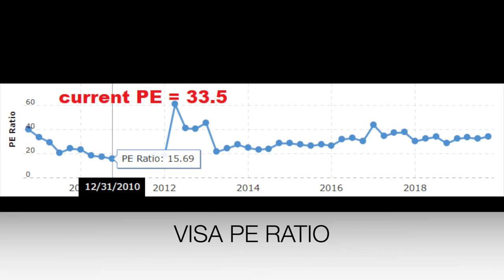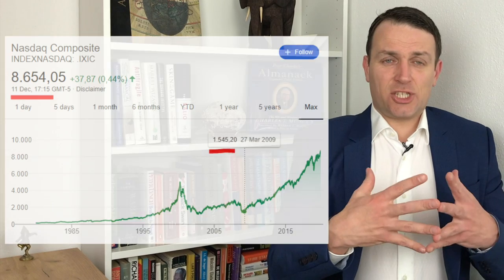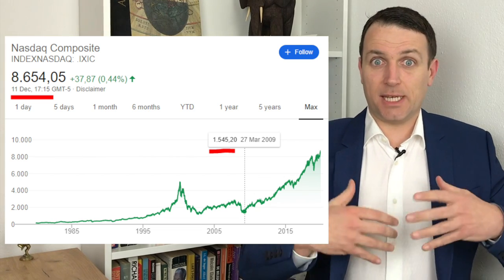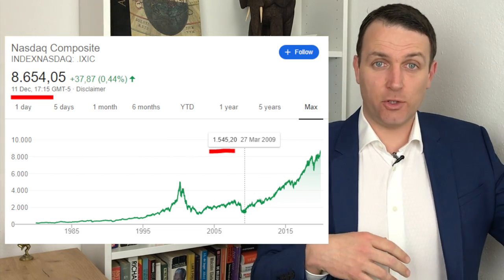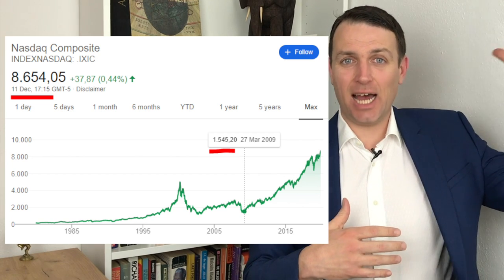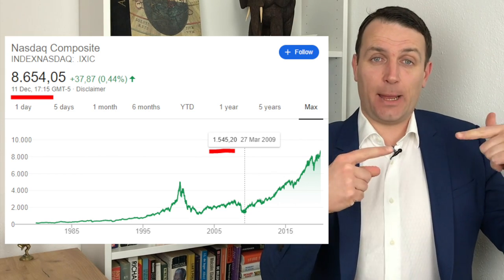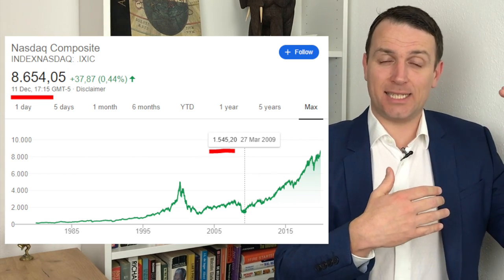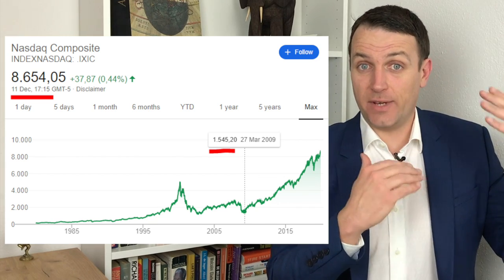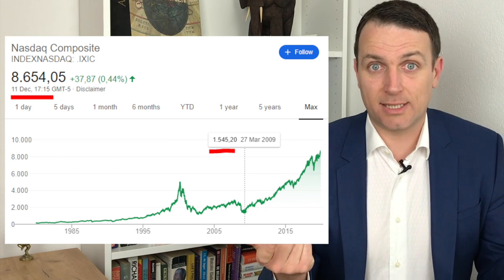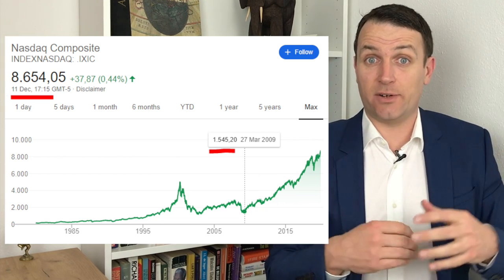Similarly, Visa's price-earnings ratio expanded from 15.5 in 2010 to the current 33.5. Such valuation expansions signal that investors became exuberant about the growth rates in the future and expect constantly higher and higher growth rates, higher and higher earnings that justify paying higher and higher stock prices with higher and higher valuations.